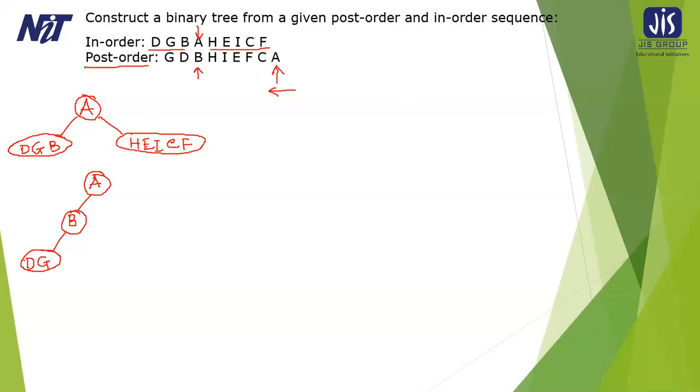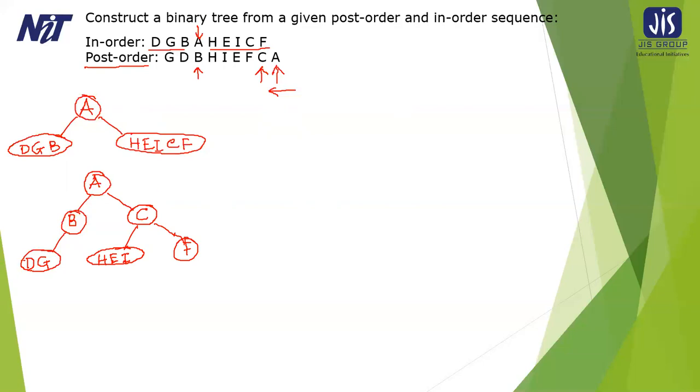So now among H, E, I, C, F, who is the root? So we come from the left side, so C. C comes first, that means C is the root. So we can write down C is my root among the subtree, and on the right side of C only F is present. We can write down F, and all of H, E and I are part of the left subtree.